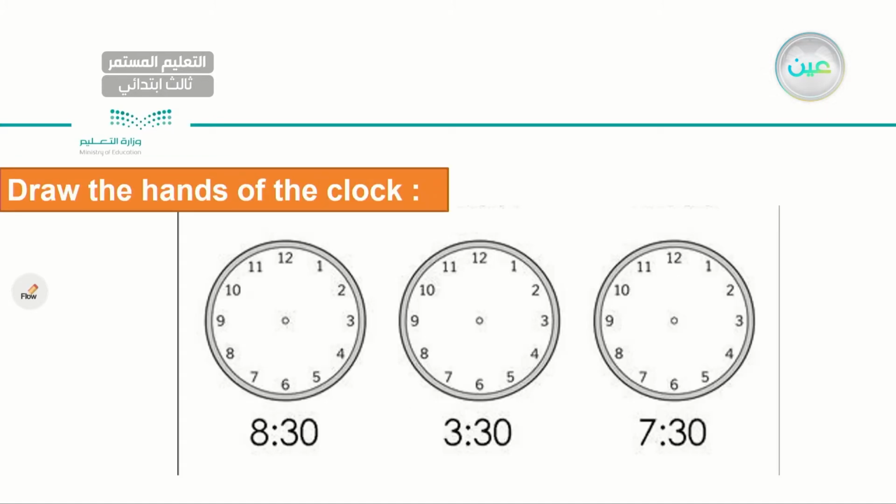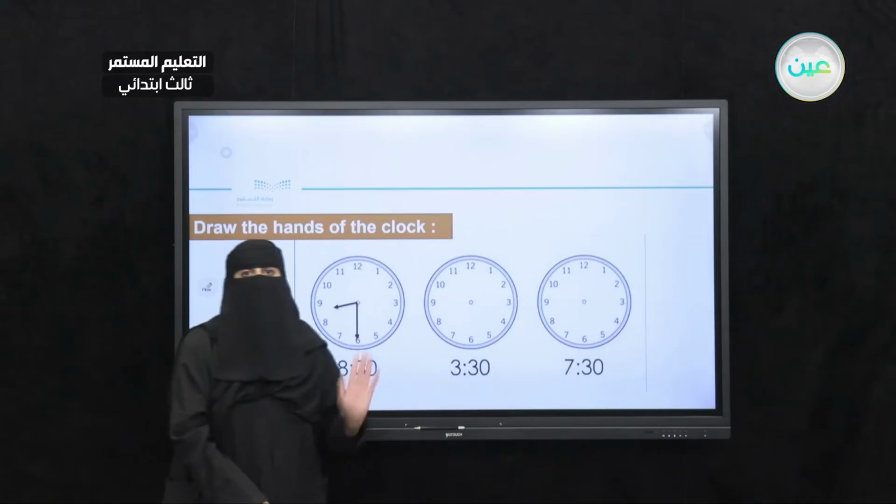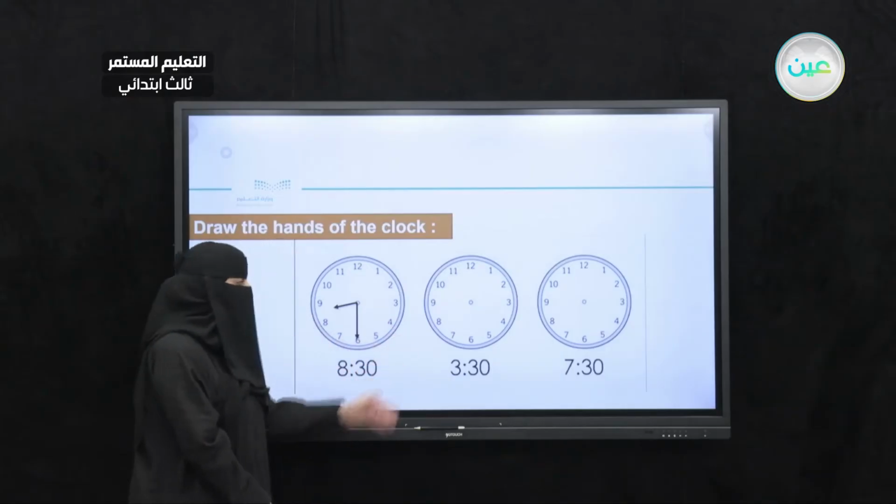Now, same for this one. Draw the hands of the clock. 8:30, 3:30, 7:30. So I will draw the hand up to number 6, the long one, okay? And this is 8:30. So what time is it? It is 8:30. Let's do the one in the middle.